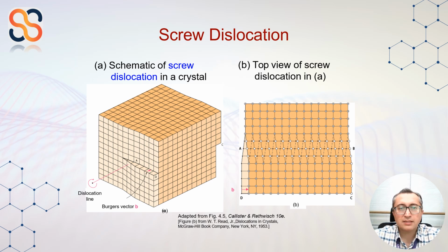Well, in this slide, you can see screw dislocations, another key type of linear defects in crystals. In the left image, you see a 3D view of a screw dislocation. The dislocation line is the central line around which the atomic planes spiral. Unlike edge dislocations, where the displacement is perpendicular to the dislocation line, here the displacement is parallel to the dislocation line. The Burgers vector is also illustrated in this view.